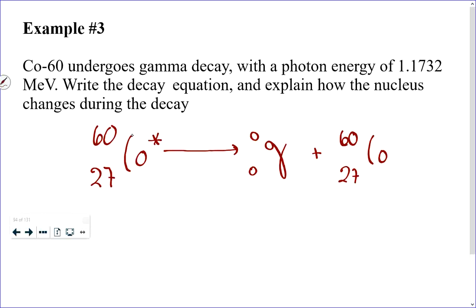How does the nucleus change? You give me one change in terms of the description or the structure or something about the nucleus. What's one thing that's different about the nucleus? Evan? It has less energy. So the nucleus lost... Can you tell me how much energy the nucleus lost? Yeah. It lost 1.1732 million electron volts.